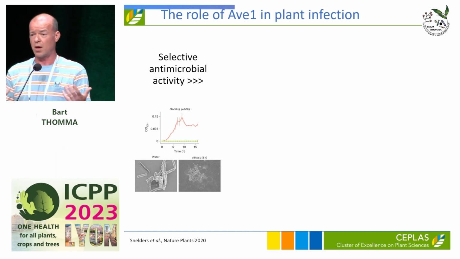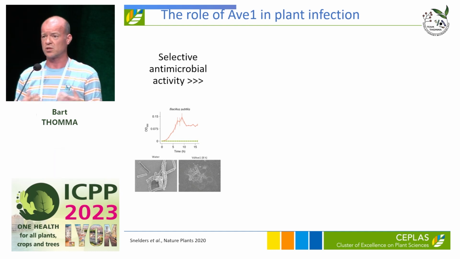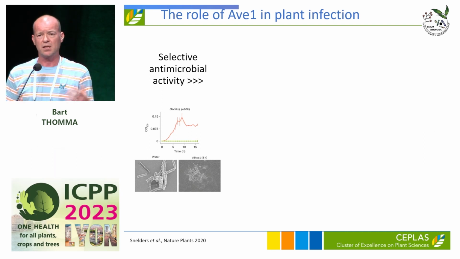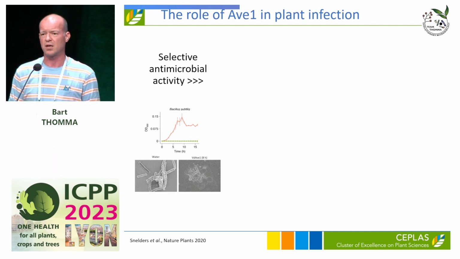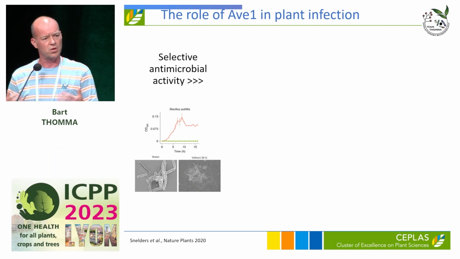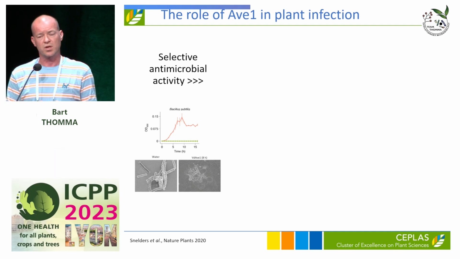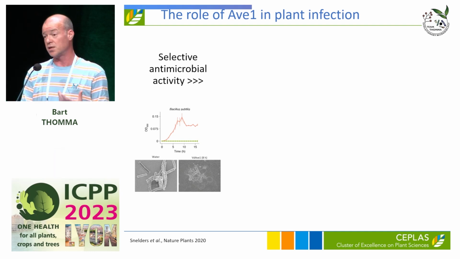The first thing we did was screen microbes for sensitivity to Av1. The panel here shows, with the green line, incubation in the presence of Av1, and the red line is a water control where no Av1 is present. This particular bacterium, Bacillus in this case, is sensitive to Av1. Bacillus was not the only bacterium that was sensitive, but we used that one as a model. In the bottom, you see some electron microscopy pictures where it's clear that treatment with Av1 leads to lysis of bacterial cells.